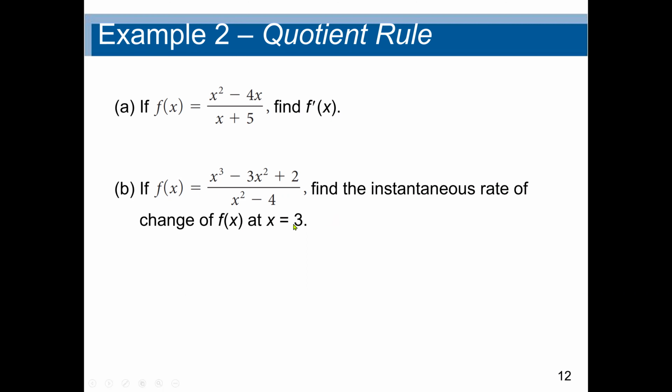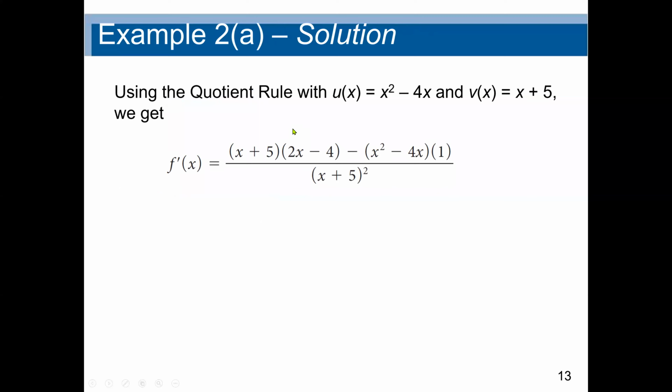Then we substitute. Here we are looking for the instantaneous rate of change of f at x when x is 3. So we substitute 3. The instantaneous rate of change, as we said, is almost the same concept as the slope of the tangent line. So we substitute 3 for x and we solve it. So let's look at the first one. This is our last example.